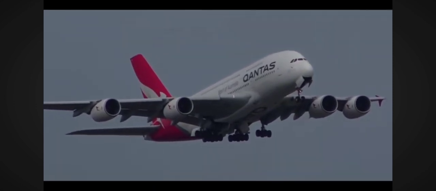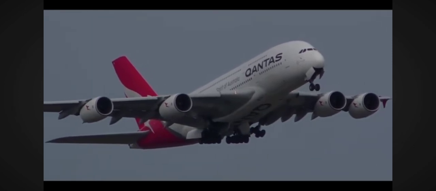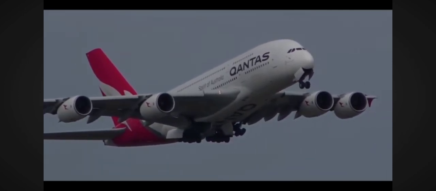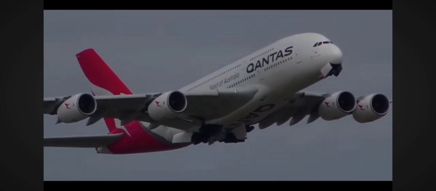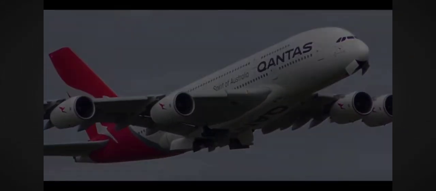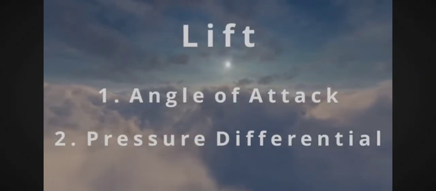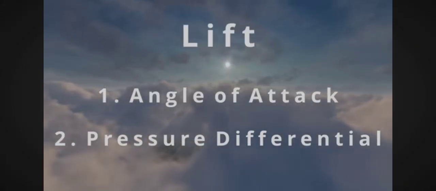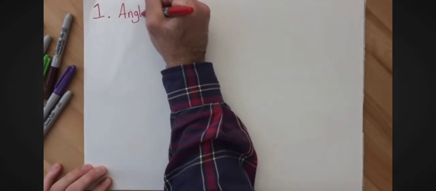Lift is clearly the key force that allows planes to fly. To us, it's just an upwards force from the wings that allows the plane to repel against the force of gravity. But what is it exactly, and how is it created? There are two aspects to lift: angle of attack and pressure differential. Let's look at angle of attack first.